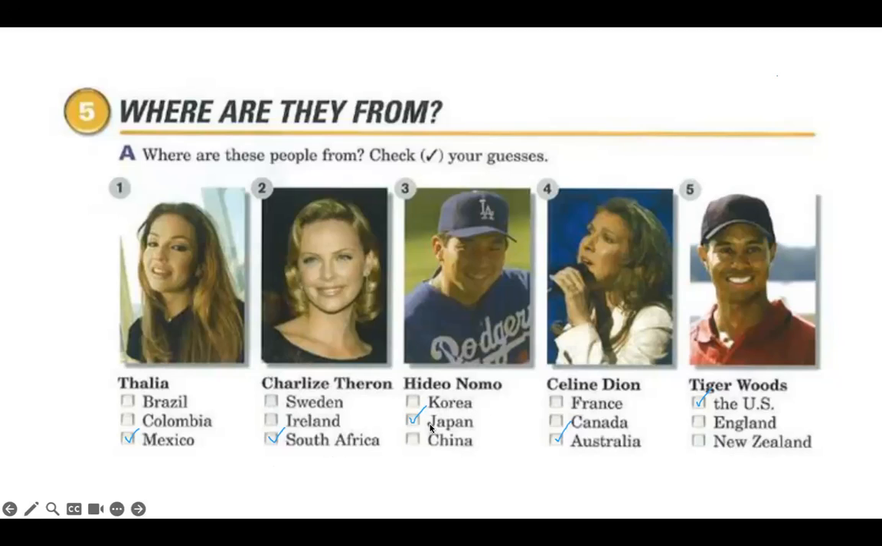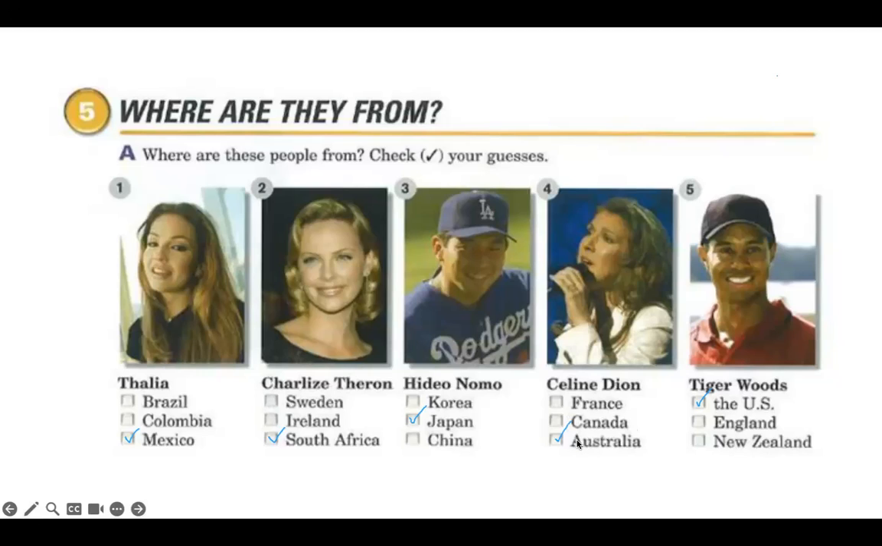Yeah. We have Japan. Japan. Okay, then we're going to make an emphasis right there, okay? China. Right? What about this one? France. Now, Canada. Okay, thank you. What about this one?